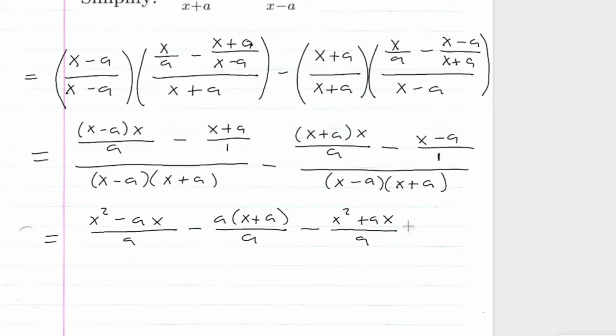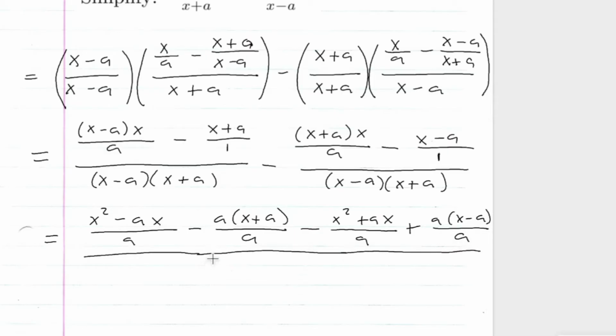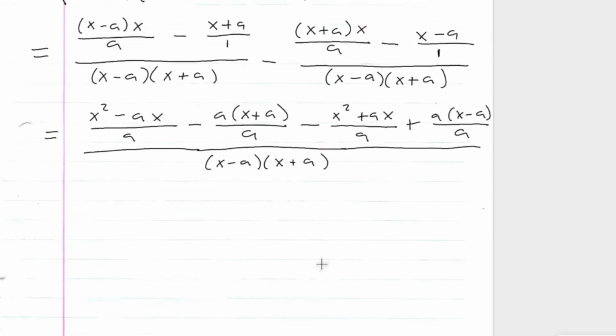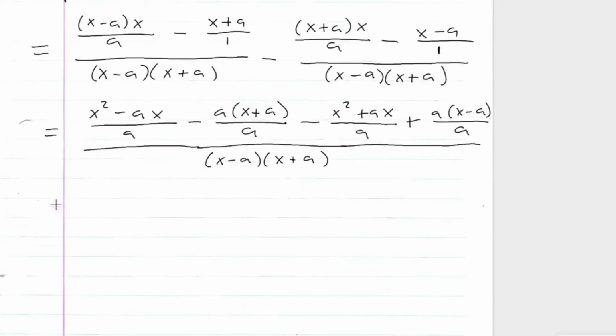So this will be a plus, and then I need an a on top and bottom here to get a common denominator of a everywhere. So that would be a times x minus a all over a. And this is all over that x minus a times x plus a. All right. So now I have a common denominator among these guys.